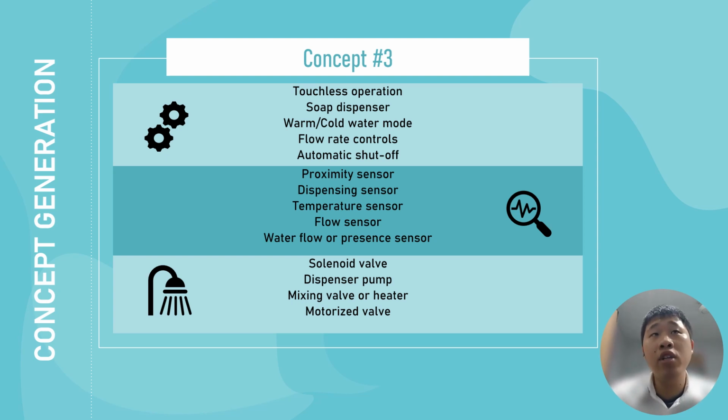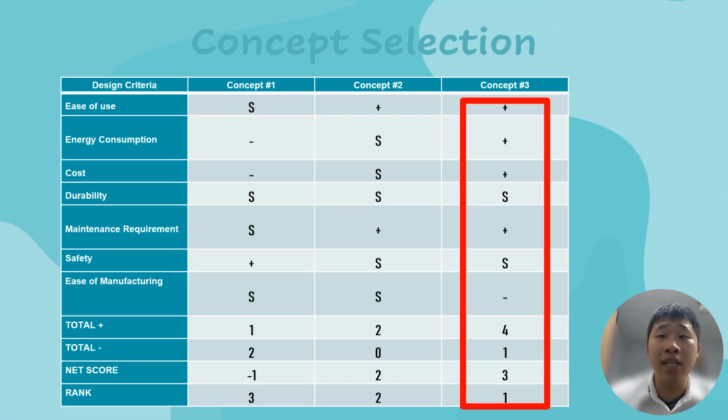Thirdly, our water tap also has a warm or cold water mode that can be controlled by a temperature sensor and proximity sensors. Finally, to avoid the wastage of water, the water tap features flow rate control and automatic shut-off features, where the tap will reduce the flow rate of the water and turn off the water after a predetermined duration.